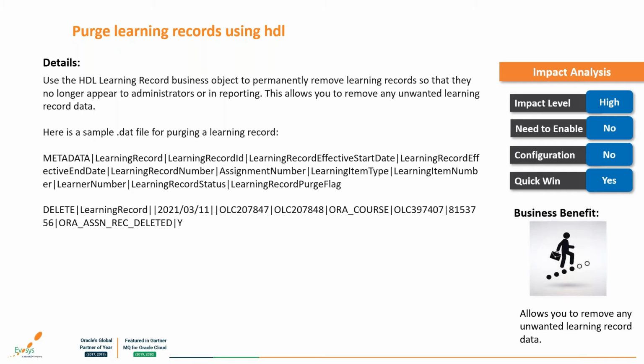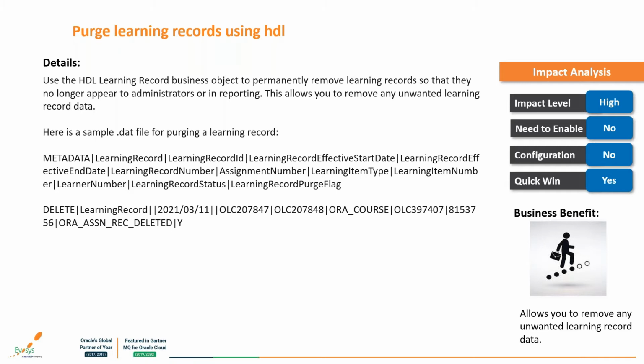The purging of deleted learning records is supported for all learning item types, which can be a course or offering or specialization, legacy or non-catalog learning item, or any self-service learning items. Here is a sample DAT file which you can use for doing this.